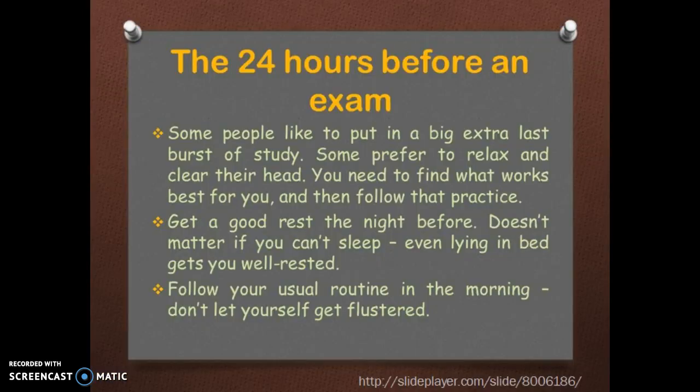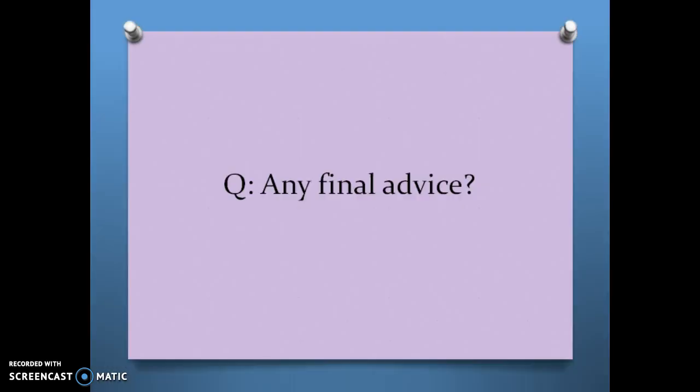For the last 24 hours before the exam, some people like to put in a big extra last burst of study, some prefer to relax. You need to find out what works for you. Make sure you get a good rest. I'm just looking at the time, it's 10 p.m. now. So, please make sure that you are rested for tomorrow's exam. It is in the afternoon, and that's why I'm probably a bit late recording this video. Follow your usual morning routine, don't let yourself get flustered, and any final advice, I just can't say it again.